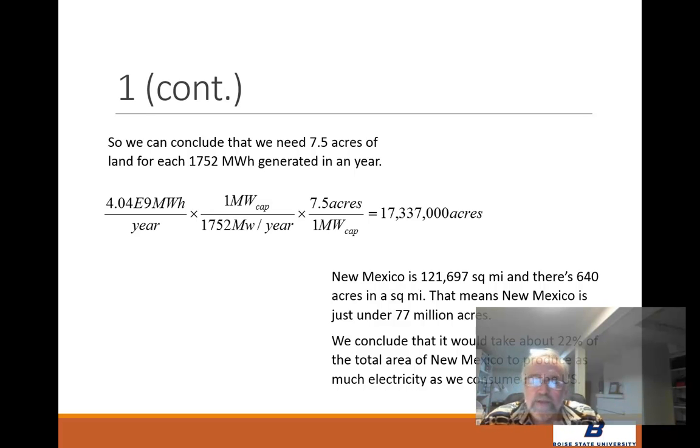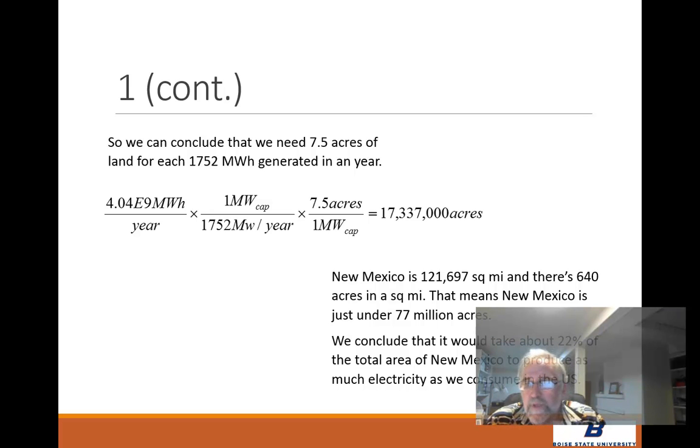Sounds like a lot, but that's why I asked you to do the next step, because 17 million acres, well, sure, that's a lot, but how much is that really compared to, say, how much land we have in the western United States? So New Mexico, you can Google it, 121,697 square miles. There are 640 acres in every square mile. So that means New Mexico's about 77 million acres in size. Do the quick division, that's 22%, a tad under a quarter of New Mexico we'd have to cover in solar panels, which is an awful lot of land.